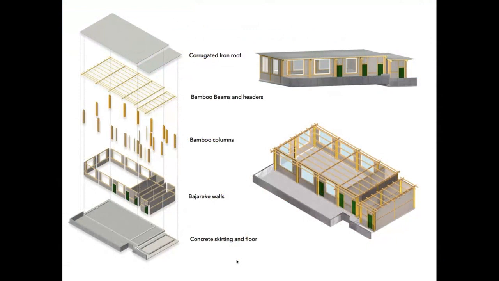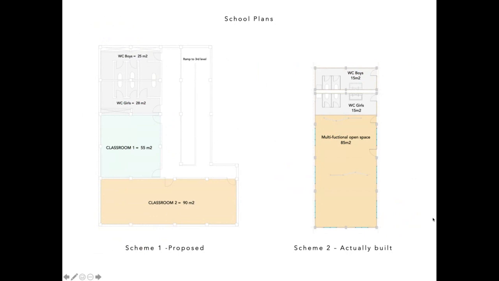So these were just the different parts of the school. We have the corrugated roof and bamboo beams, columns, and bahareque. I'm going to explain a bit more about that. It's a way to infill walls using clay and mud and lime, and the concrete floor and skirting. First of all, we wanted to create a very simple structure because we made these columns, and we wanted 18 columns, which would be spread out across two classrooms, two bathrooms, and a ramp.